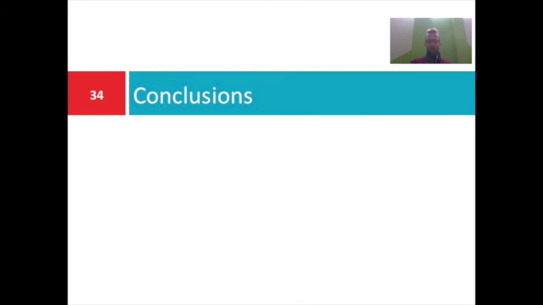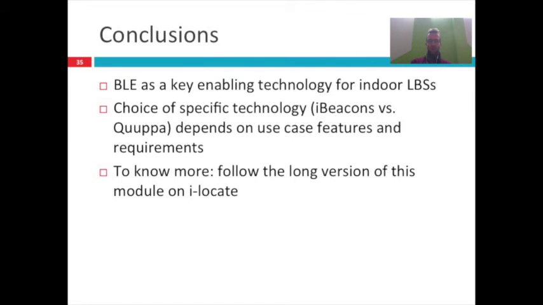In conclusion, Bluetooth Low Energy is a key enabling technology for indoor location-based services. The choice of the specific technology, here we have seen 2 specific ones, iBeacons and Kupa, depends on use case features and requirements. And if you want to know more, you can actually follow the long version of this module on the iLocate website.